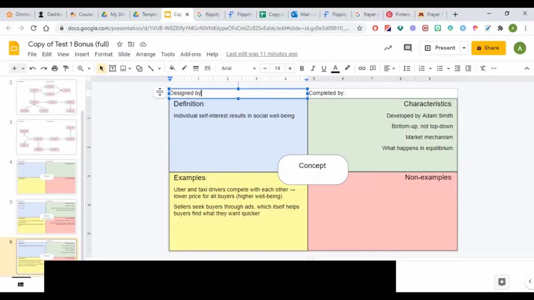Then the person who completes it is going to be another student who gives non-examples in this case and guesses what the concept is, right? So in this case, can anybody guess what the concept is? Something developed by Adam. Free market, it's Adam Smith, I don't know. Yeah. So individual self-interest results in social well-being. Newton's third law. Yeah, there you go. So this is Newton's invisible hand, right? So it's almost there.